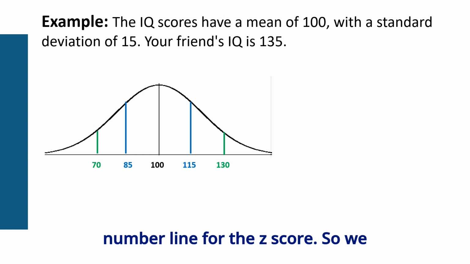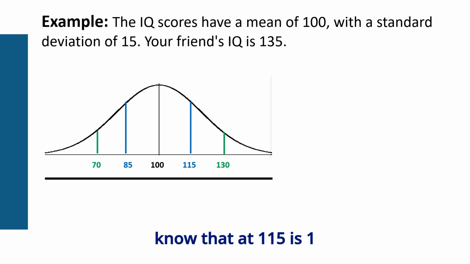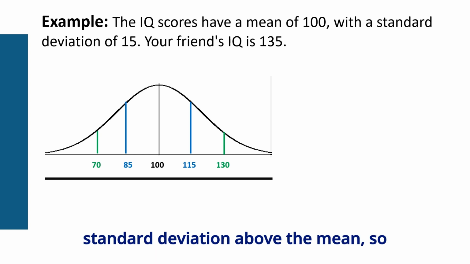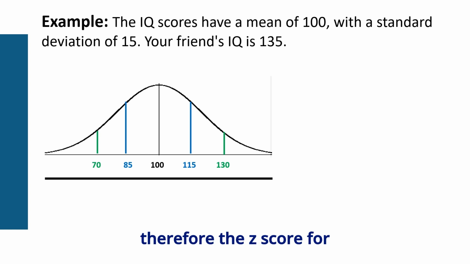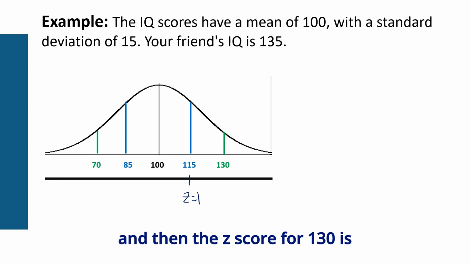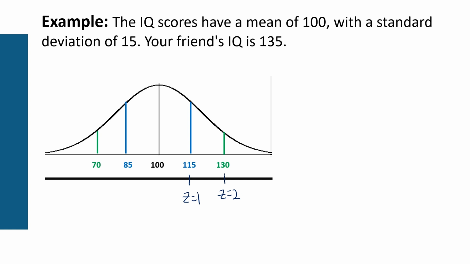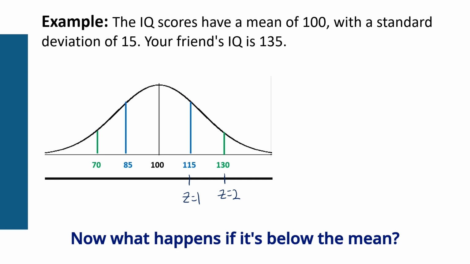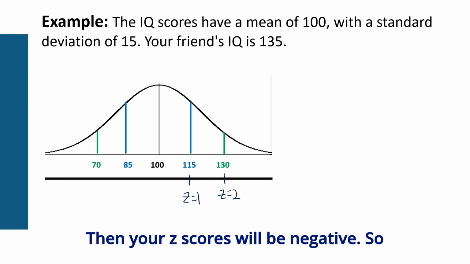So here's the number line for the z-score. We know that 115 is 1 standard deviation above the mean, so therefore the z-score for 115 is 1. And then the z-score for 130 is 2 because it's 2 standard deviations above the mean. Now what happens if it's below the mean? Then your z-scores will be negative.